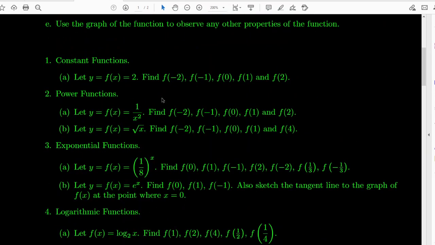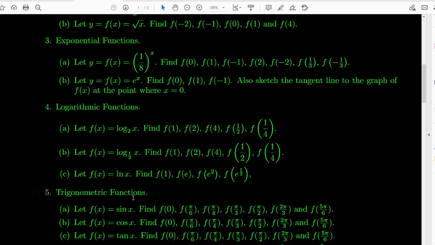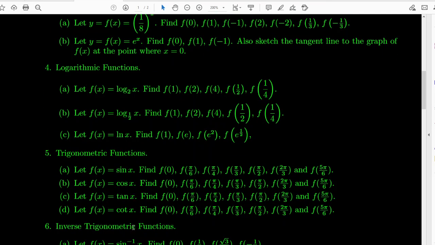It's getting more and more scary. The first class, constant functions, and then power functions, exponential functions, log functions, trig functions, and then inverse trig functions. All these functions are required.